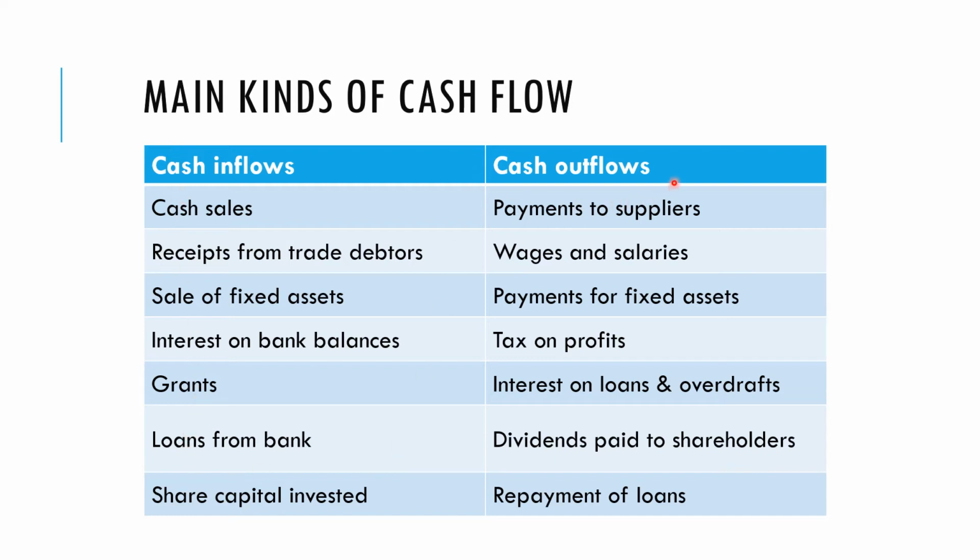Cash outflows are any cash the business pays out, so maybe to suppliers, but also things like tax, any interest payments on loans, and also things like dividends, money that's returned to shareholders.